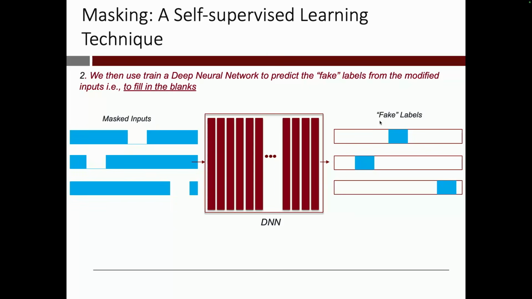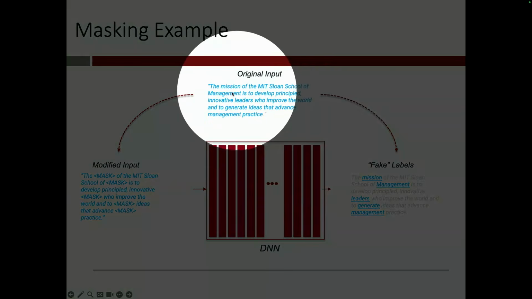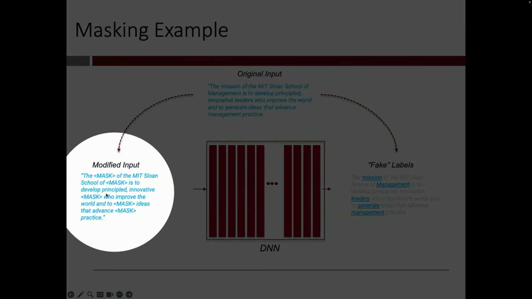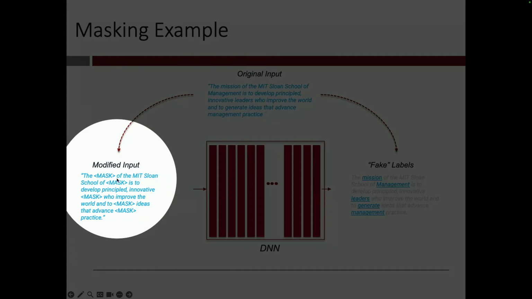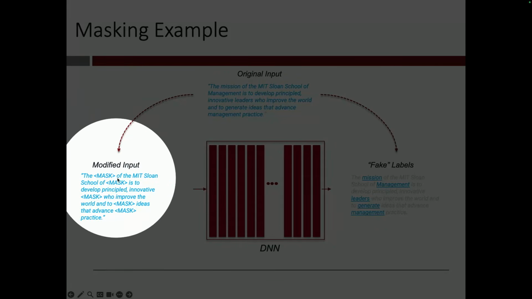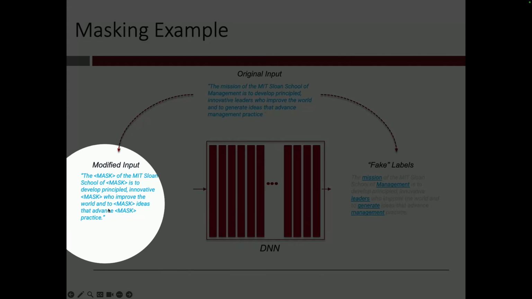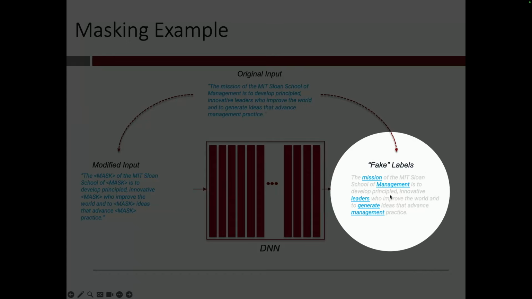So once you do that, no problem. You have an input. You have labels. You just train a neural network to essentially predict those, to basically fill in the blanks. So, for example, if you take a sentence like the Sloan School's mission, you can just go in there and knock out randomly a bunch of words. The ones I'm knocking out, I'm just putting the word mask in, just to show what I'm doing. And then given this sentence, it'll try to fill in the blanks with actual words.